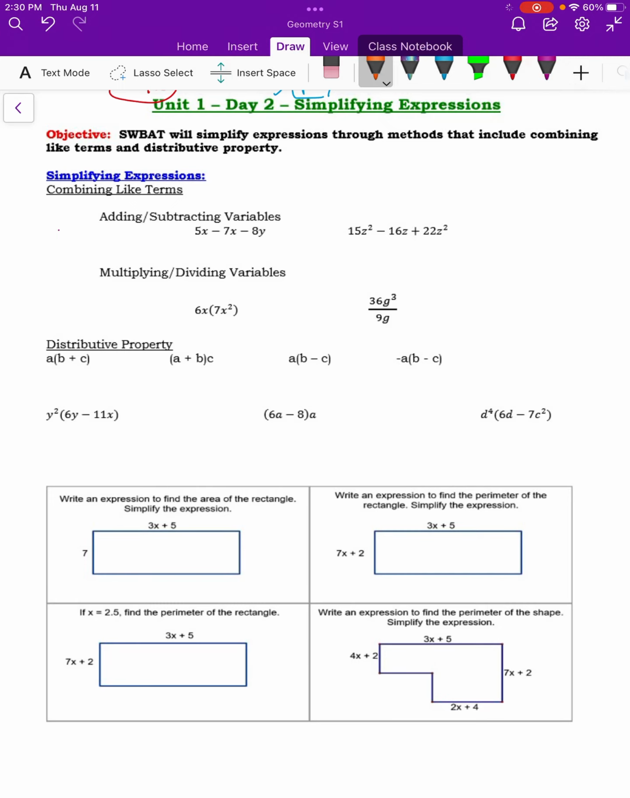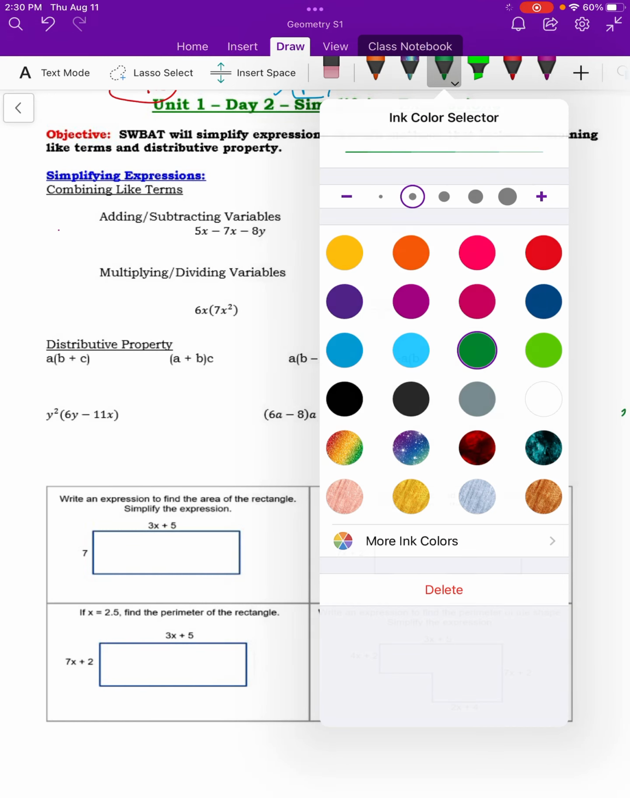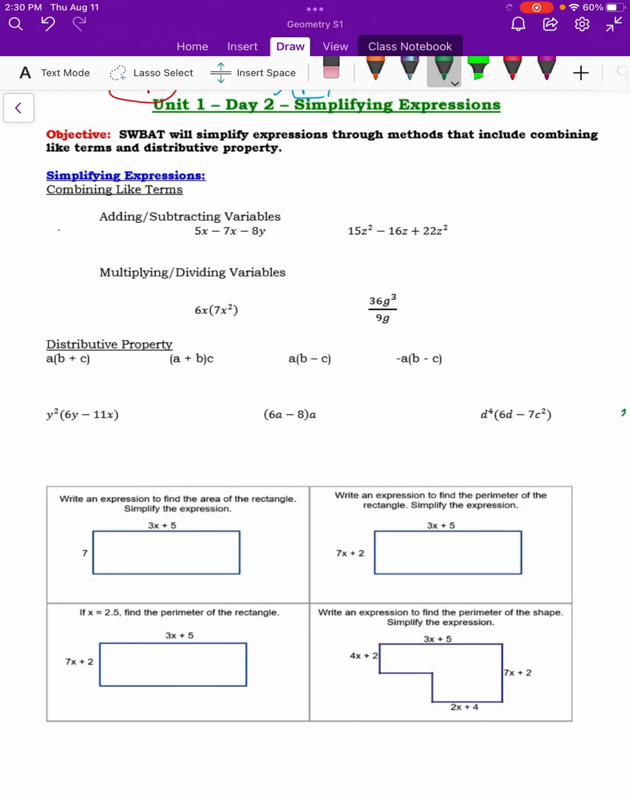We're going to be talking about simplifying. Lots of review of your previous years just to make sure that we all have a refresher on this information. So we're on Geometry, Unit 1, Day 2. We're talking about simplifying expressions. So we're not talking about ones with equal signs yet, okay? Expressions don't have the equal sign. That's an equation. So we're talking about adding and subtracting variables.